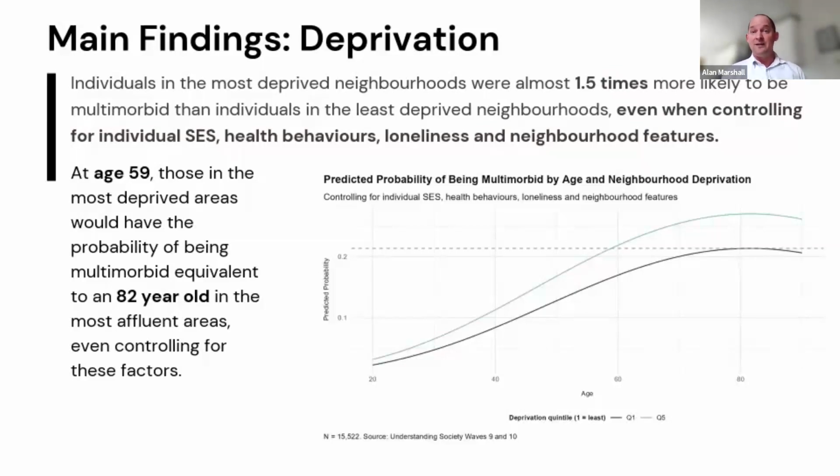Individuals in the most deprived areas were almost 1.5 times more likely to be multimorbid than individuals in the least deprived neighbourhoods, even when controlling for all of the other things in our model. And a really stark observation from this graph is that around the age of 60, those in the most deprived areas would have the same probability of being multimorbid compared to an 82-year-old in the most affluent areas, even after controlling for these other potential confounders.